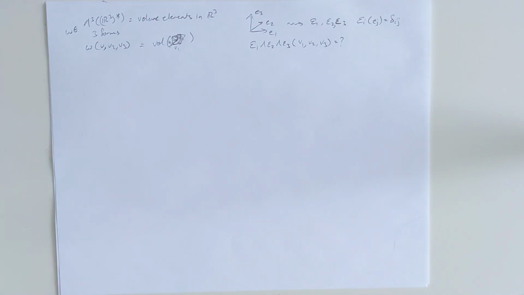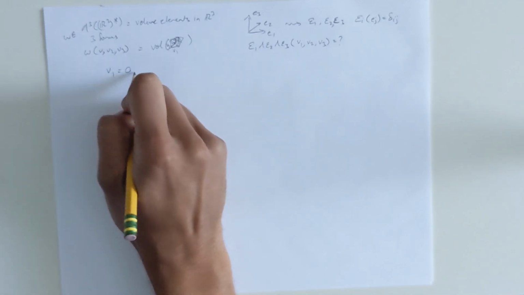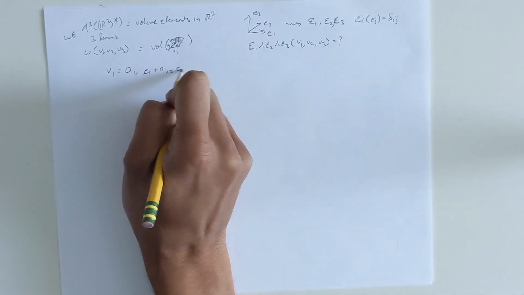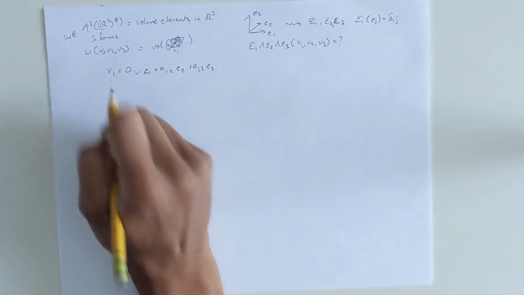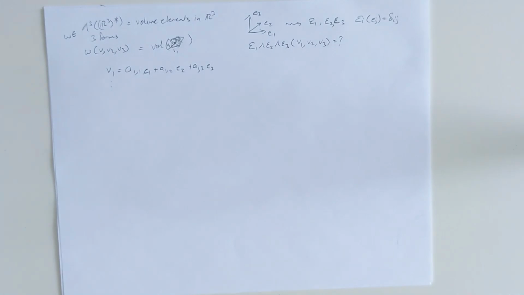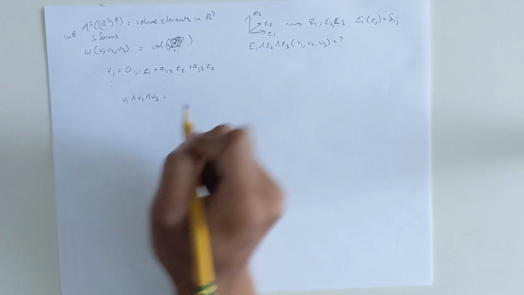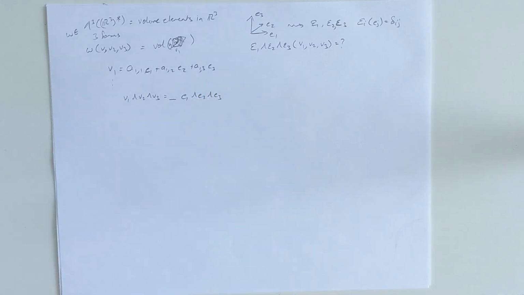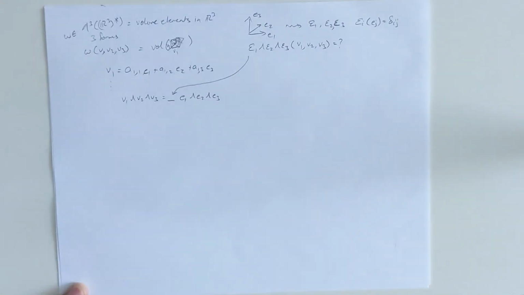So to answer this, if you remember back what we did in the last video, we said something along the lines of v1 is equal to, I guess, a11 e1 plus a12 e2 plus a13 e3, and similarly for v2 and v3. And then what we did was we looked at v1 wedge v2 wedge v3, and we said that this would be some multiple of E1 wedge E2 wedge E3. And this multiple over here would be what this number evaluates to.